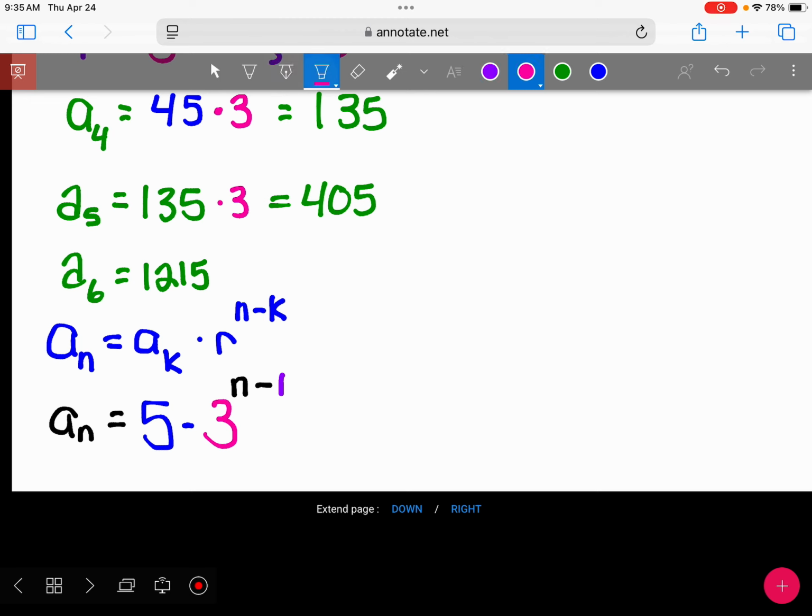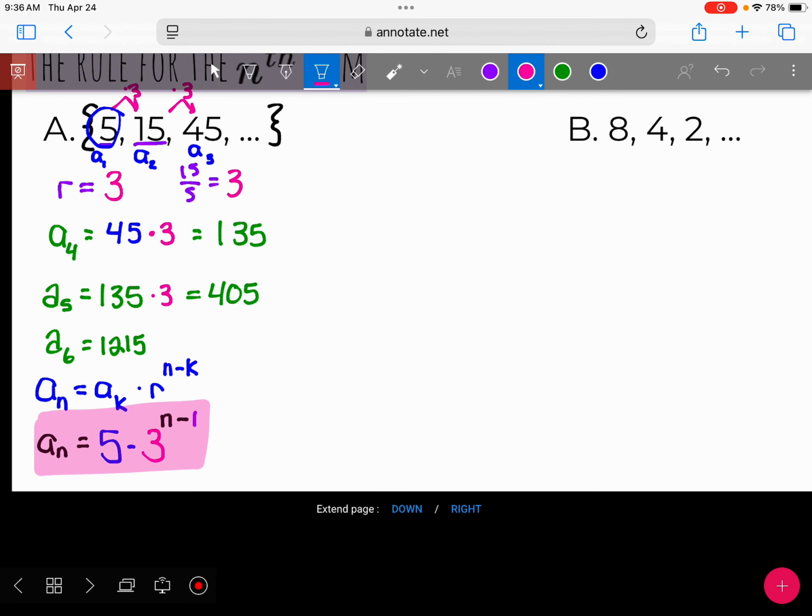And we can leave it just like that. That's our generic. So we have our next 3 terms and our a sub n. We don't even have to simplify anything on it.